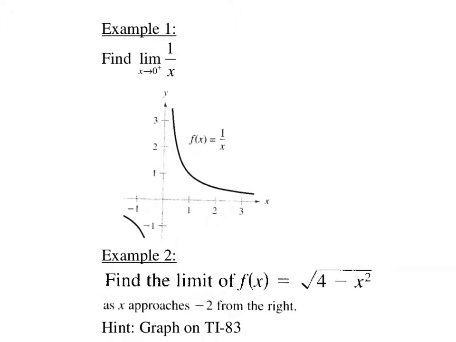It's going towards infinity, right? It's going towards positive infinity. So what would we say the limit is as x approaches 0 from the right? We would say it does not exist because it's unbounded. You never want to say infinity as a limit. In general, we'll just say that the limit does not exist because of the unbounded behavior.